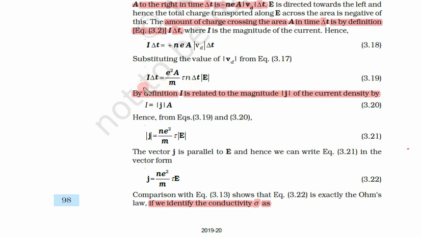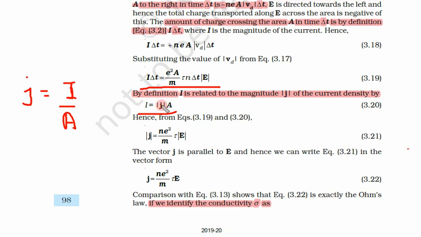We have reached this equation: I delta t is simply E squared A by m tau n delta t, with mod of E the electric field. Now we have seen that J is equal to I by A, the current density. So I is equal to simply J A.